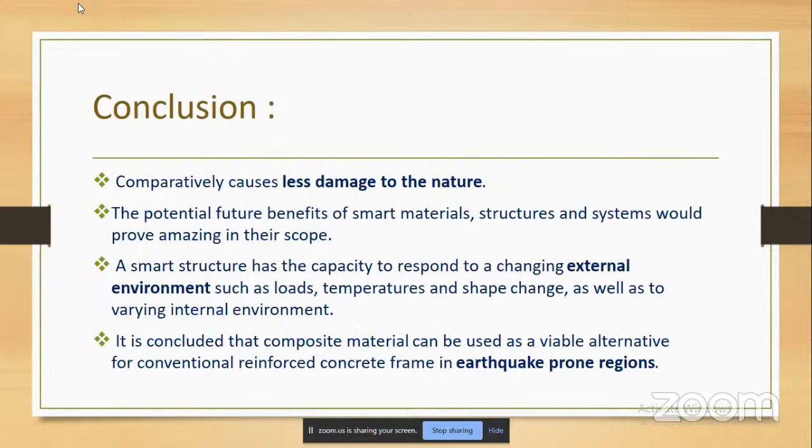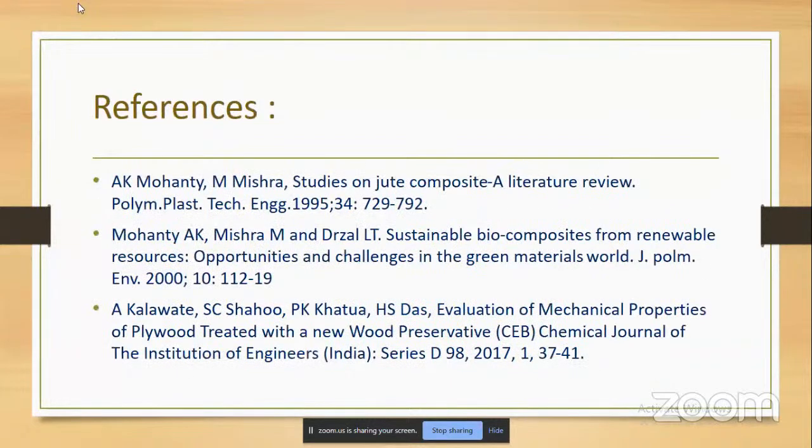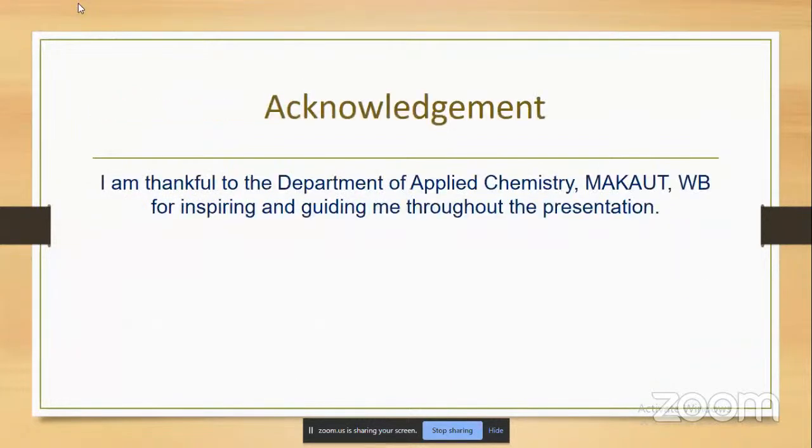Basically, it causes less damage to nature, and potential future benefits will really prove amazing for composite materials. They are really flexible to external challenges, also to changes in nature. And one of the most important things, it is seen that they are a viable substitute for conventional reinforced concrete frames in earthquake prone regions.